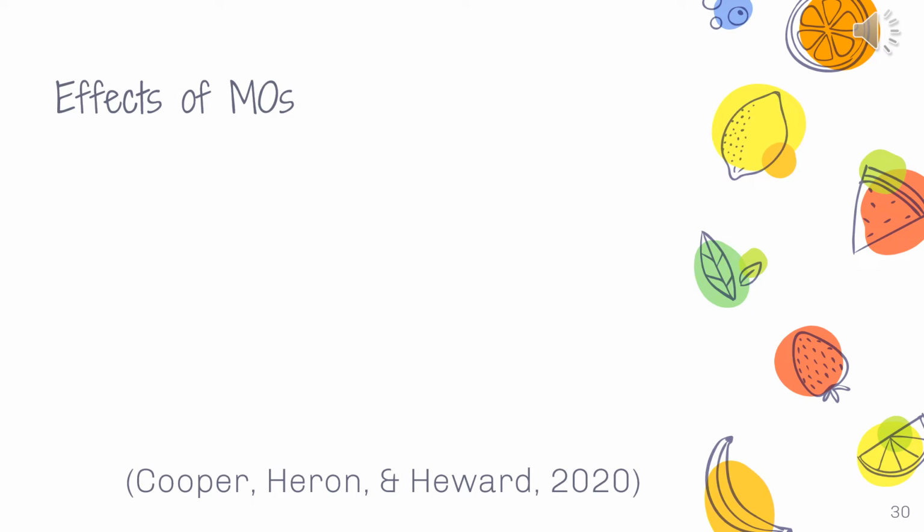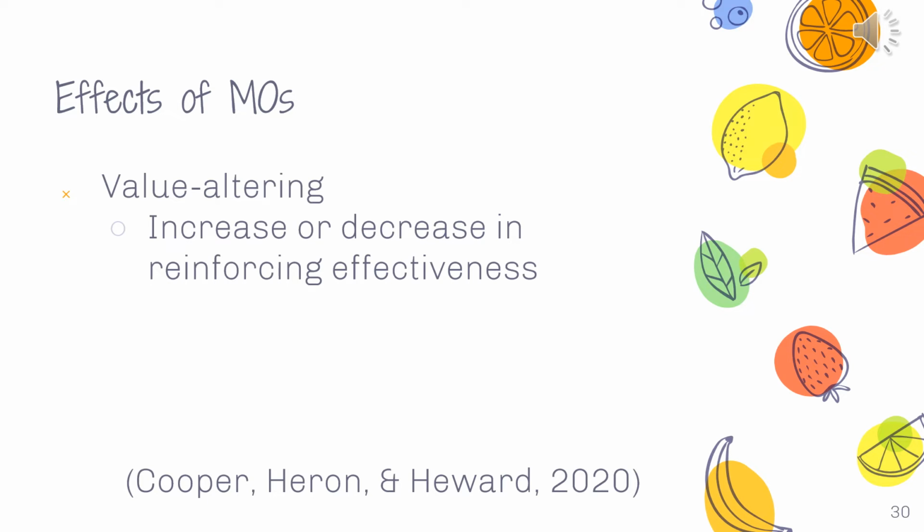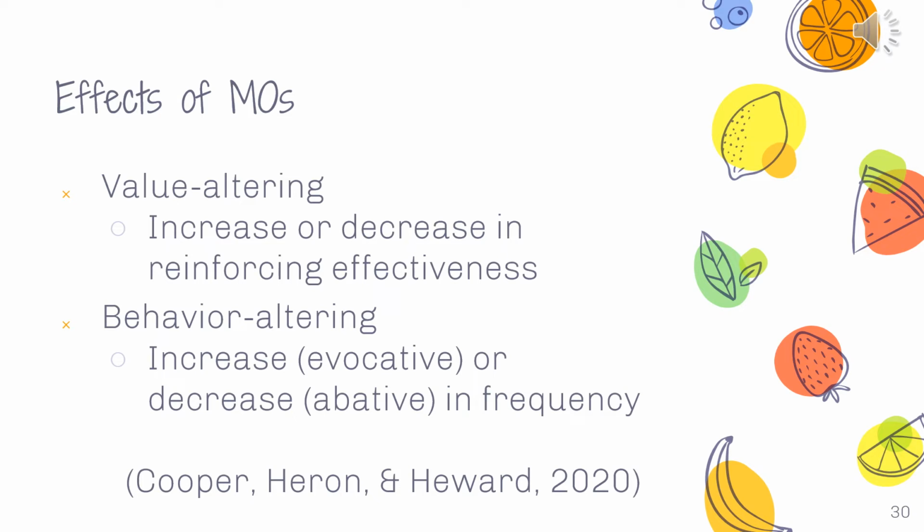Motivating operations have two effects. The first effect is the value altering effect. These increase or decrease reinforcing effectiveness. The second effect is the behavior altering effect. These increase or decrease in frequency. If it increases in frequency, that means that it has an evocative effect. And if it decreases a response's frequency, that means it has an abative effect.